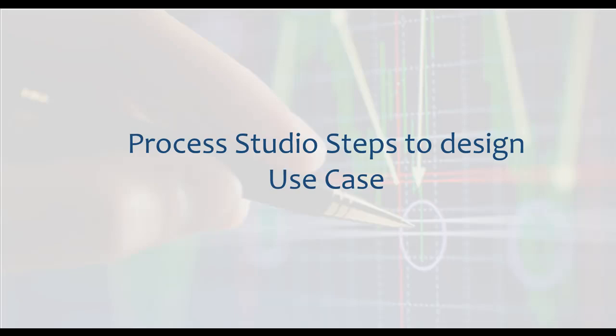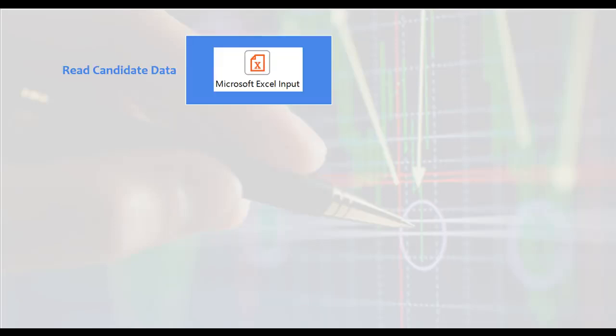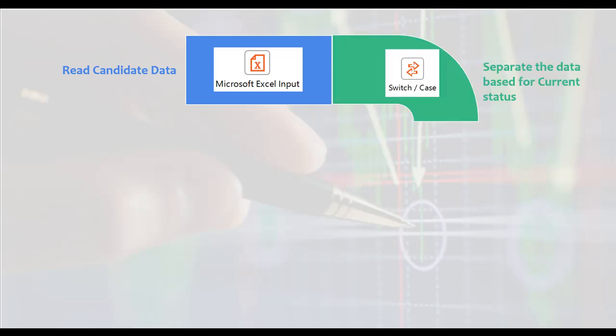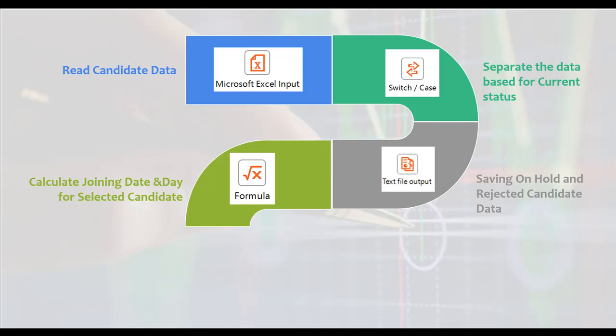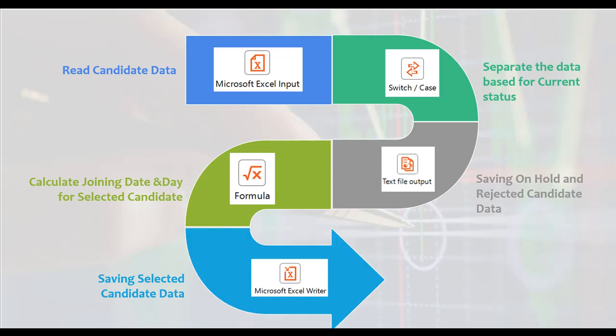Let's walk through each step we'll use to build the workflow in Process Studio. To read the candidate data, we'll use Microsoft Excel input step. Next, to separate the data based on the current status, we'll use the switch case step. To save on hold and rejected candidate data, we'll use text file output step. To calculate date and day for the selected candidates, we'll use formula step. And finally, to save the selected candidate data, we will use Microsoft Excel writer step. These are the core steps we'll use to build a workflow.